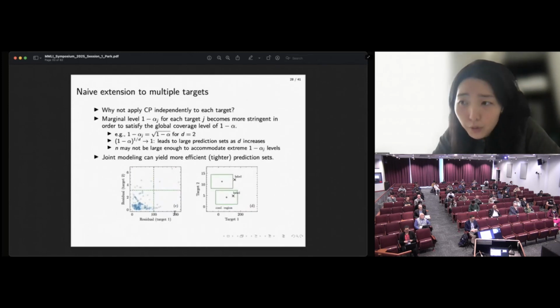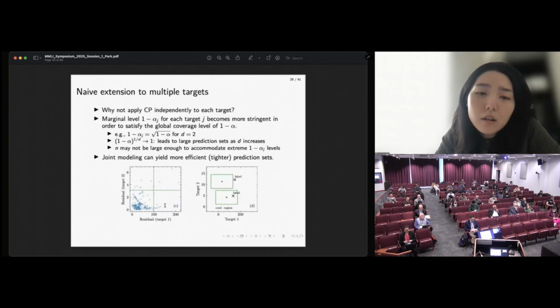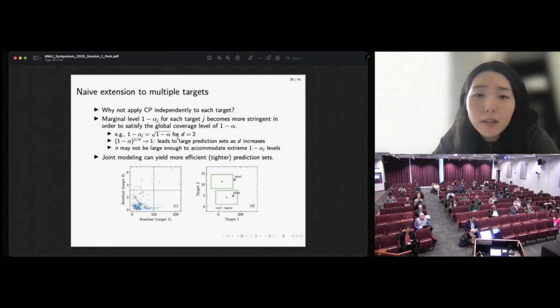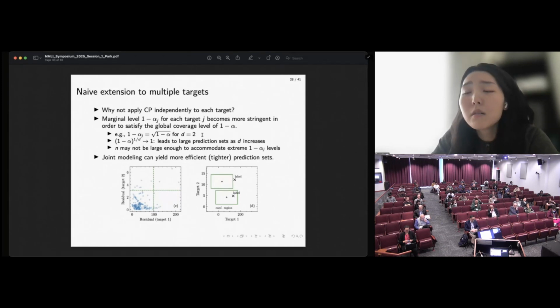Now, what if we have 2 targets? Here are now the scores in blue. These are now 2-dimensional vectors. And a naive extension would be to just apply CP independently to each target. But then the quantile level that we have to extract for each target is no longer 0.9. It's actually more extreme than that because it's the product of the target specific levels that has to equal 0.9. So we need to work with something like the square root of 0.9, which is around 0.95.